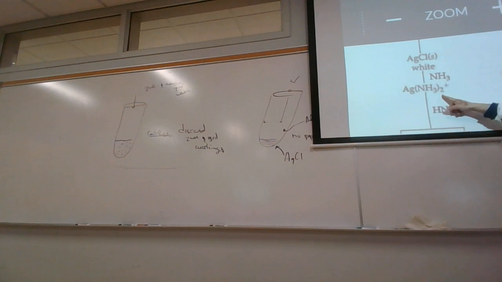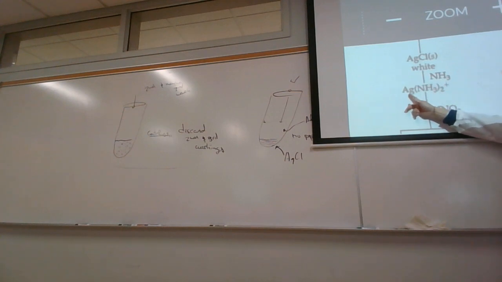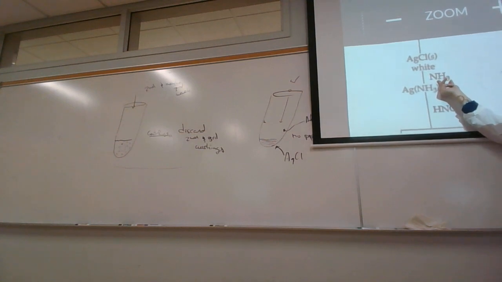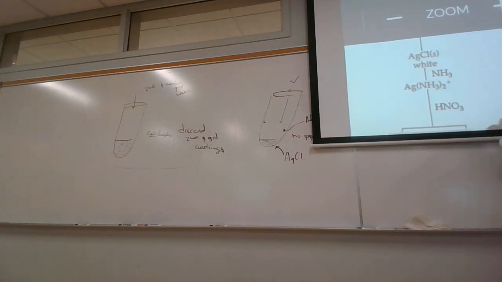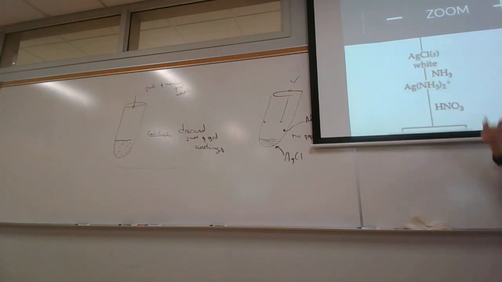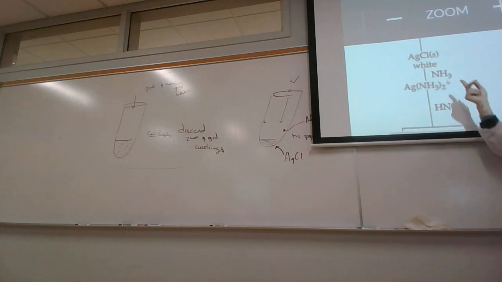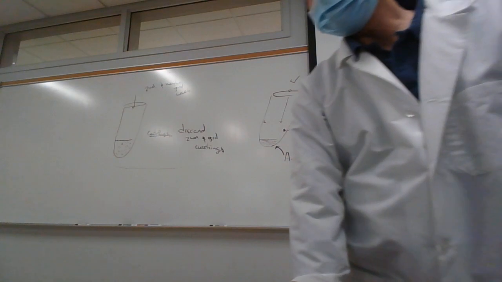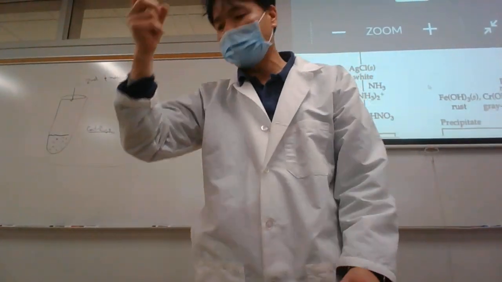Diamine silver 1 ion. This is aqueous. So what we're going to do is, how much ammonia do you add? You add the minimum amount of ammonia to dissolve your silver chloride. So we add a drop, and when we're trying to dissolve a precipitate, we use a stir rod. We use a stir rod, and we don't do this flicking because it's not enough.